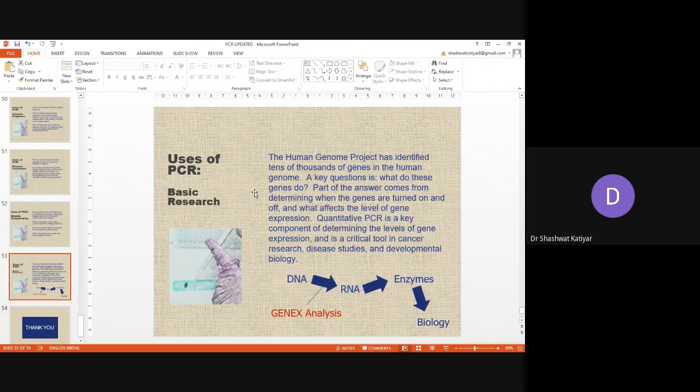So the Human Genome Project has identified tens of thousands of genes in the human genome, and genes which are turned on or turned off can also be quantified with the help of PCR. So that is all about PCR.